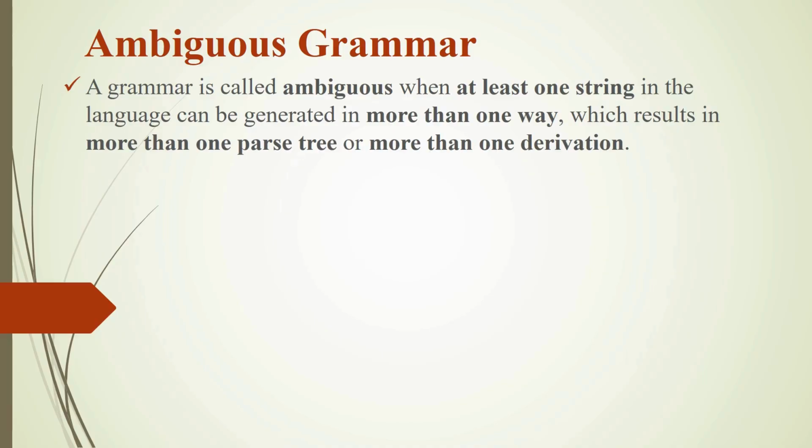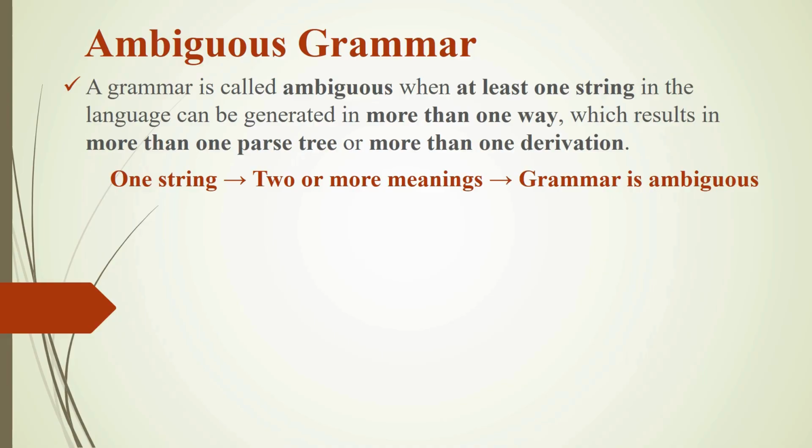A grammar is called ambiguous when at least one string in the language can be generated in more than one way, which means it results in more than one parse tree for a single string by the same grammar. A context free grammar G such that some word has two parse trees is said to be ambiguous grammar. Simply put, one string having two or more meanings or more than one parse tree generation with the help of grammar, that grammar is nothing but an ambiguous grammar.